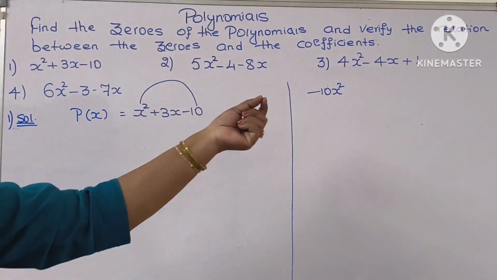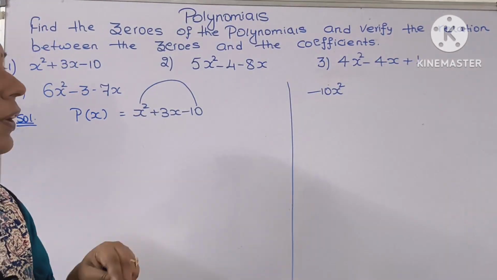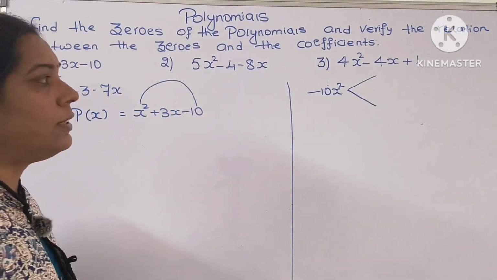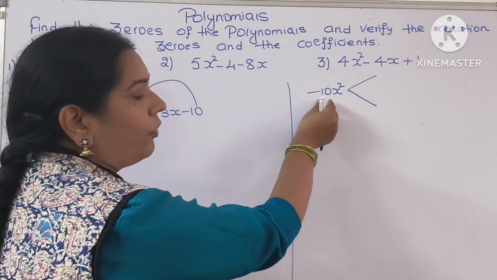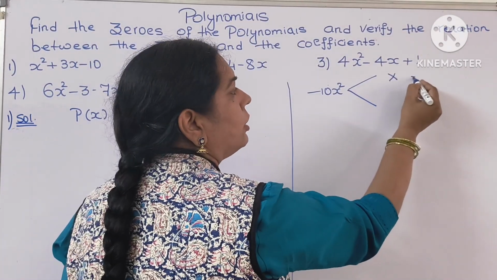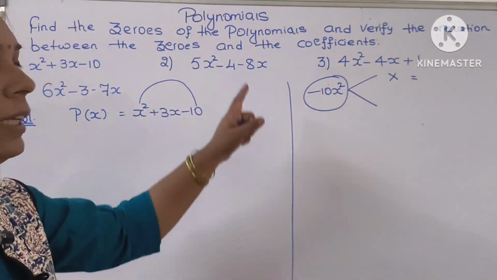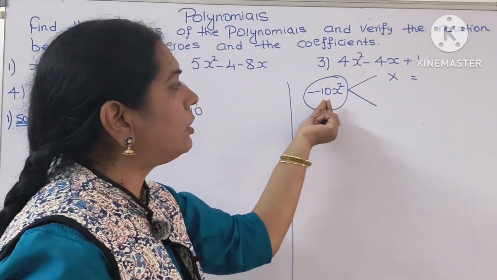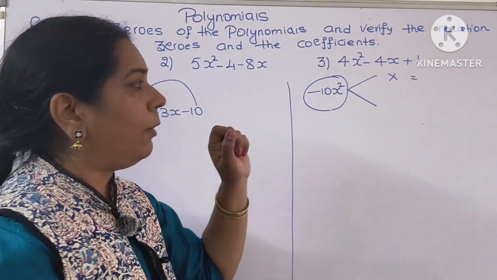Now, you have to find the factors for minus 10x square such that it satisfies two conditions. Both the conditions it has to satisfy. What's the first condition? When you multiply the factors, you should get back your minus 10x square again, along with the sign. That is the first condition.